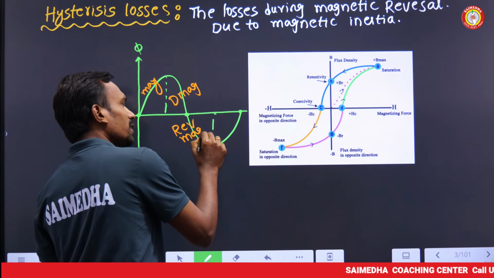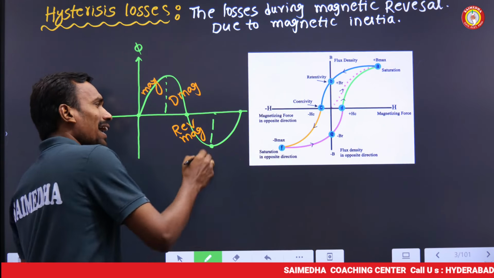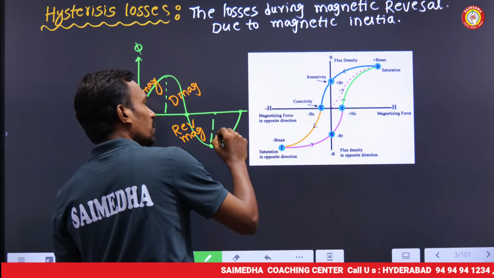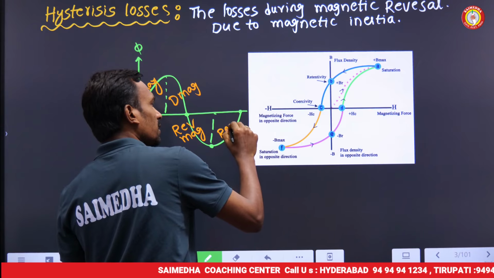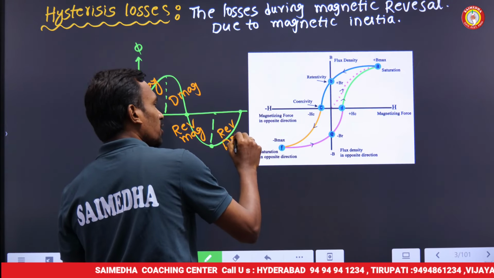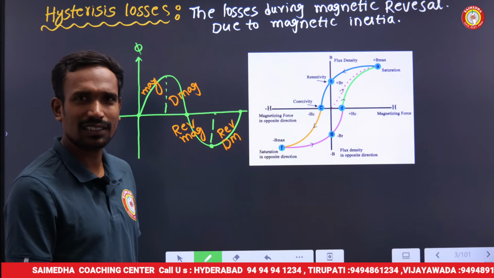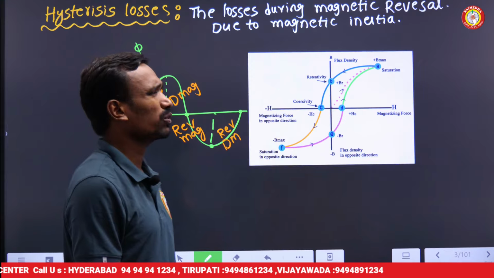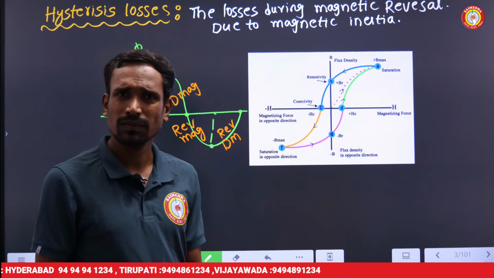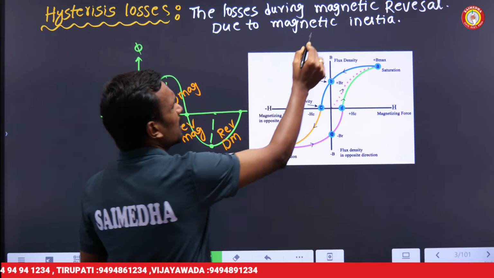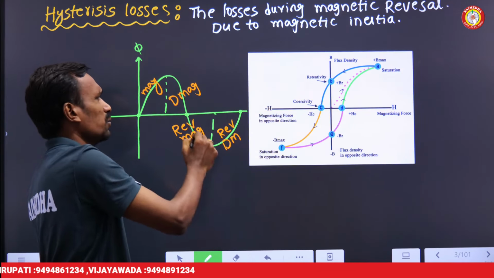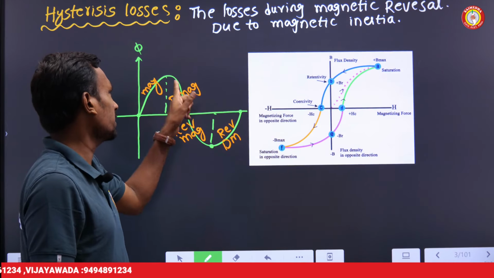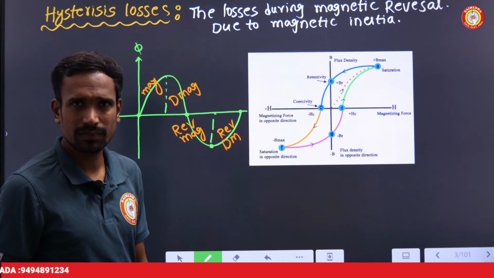This is called reverse magnetization. Again negative maximum to 0 is reverse demagnetization. This is what generally happens when AC supply is given to the transformer. This is nothing but the magnetic reversal. What is going on here? The magnetic reversal is going on here.